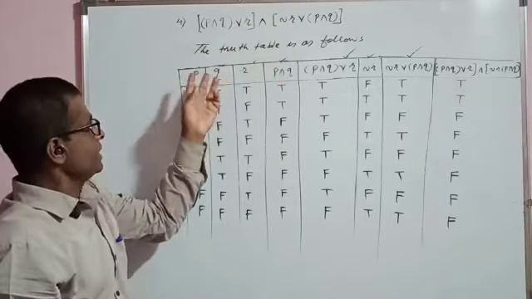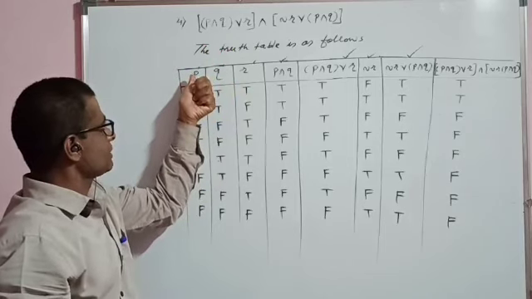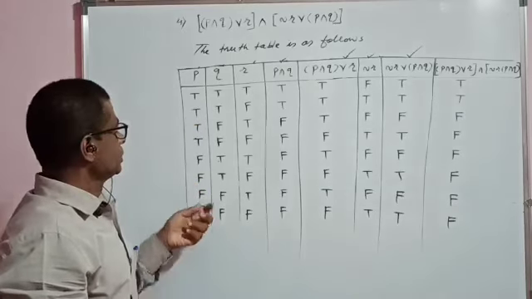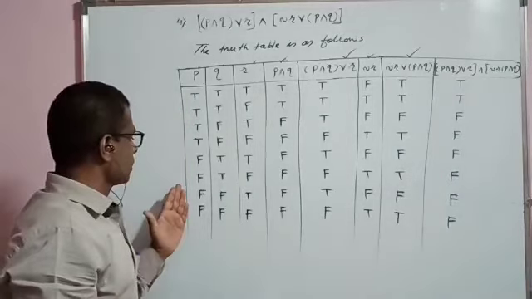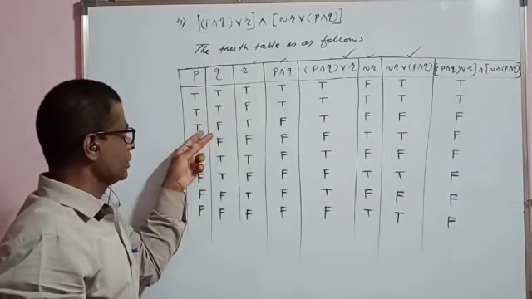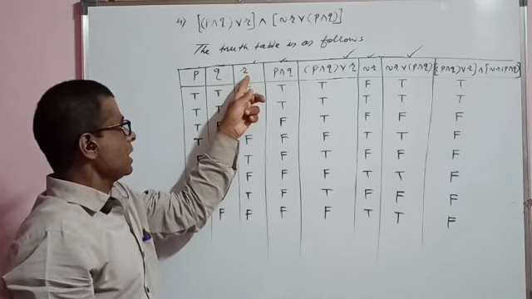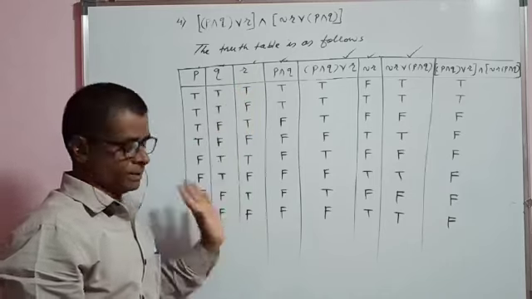Remember, if there are three statement letters P, Q, and R, then every statement letter consists of 8 truth values. So for P, you would write first 4 are true, next 4 are false. For Q, you would write first 2 are true, next 2 are false, alternately. And for the statement letter R, you would write TF, TF alternately. This is the truth table.